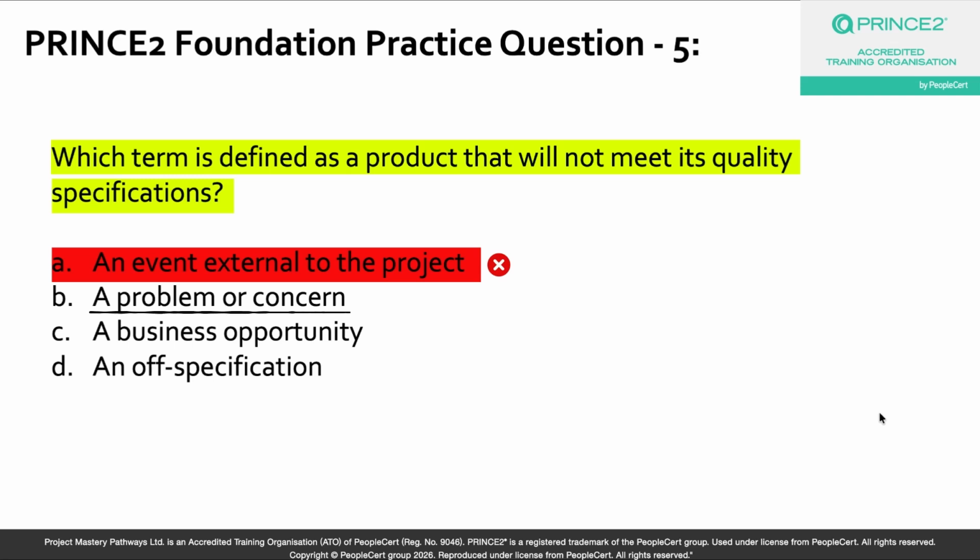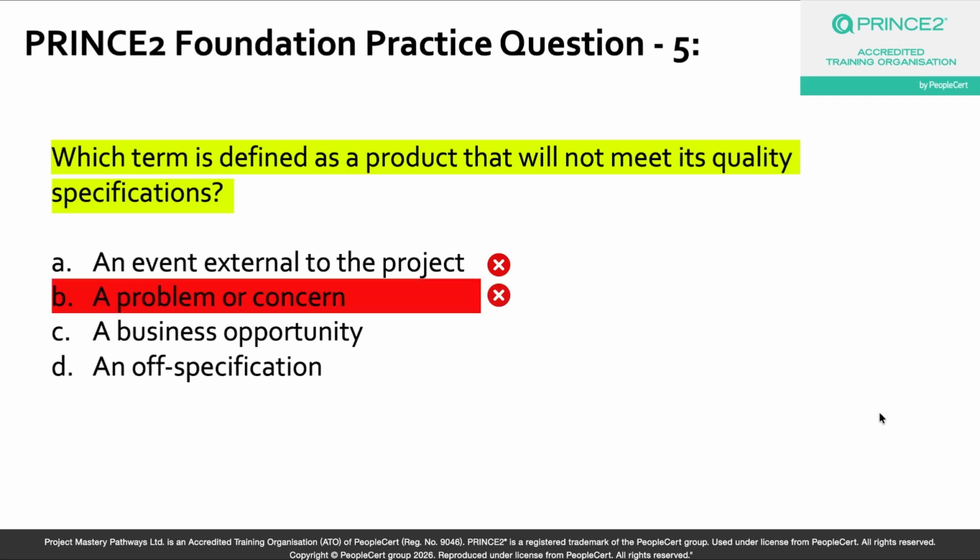Because if you think about it, a problem or a concern is a very, very broad category, right? It could be things such as a team member unexpectedly leaving, a key dependency which is slipping as part of your schedule, or a stakeholder raising an objection. Okay, so these are issues definitely with negative or uncertain impact, but they are not specifically about a product falling short of its quality standards, and that is why option B is very broad and it's too vague, and that is why it's an incorrect answer choice.